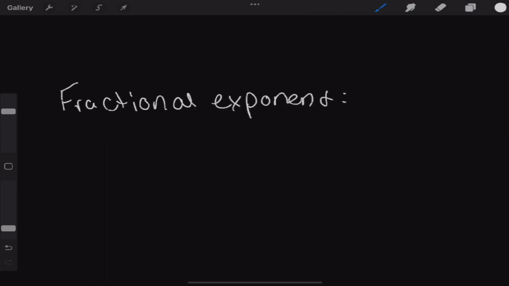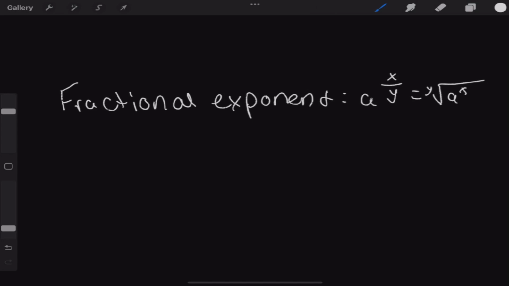Our last and final rule will only be applicable for some of you, because not everyone gets to this part. This is the fractional exponent, which says a to the power of x over y equals the y root of a to the x. I don't believe you use this in pre-algebra, but once you get to algebra, you will start using it. So it's good to know, but that's all it's saying.